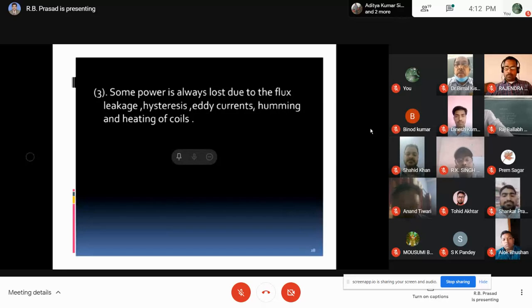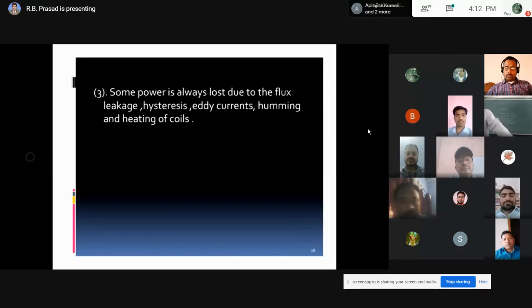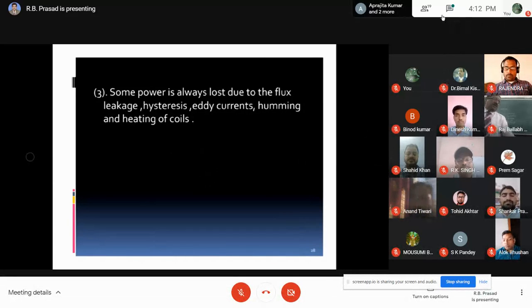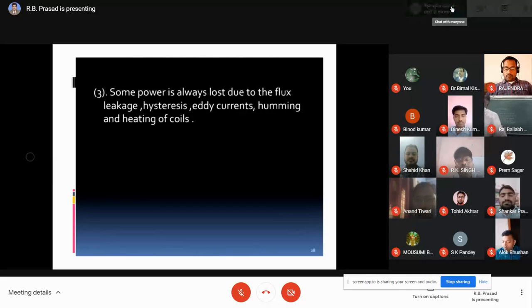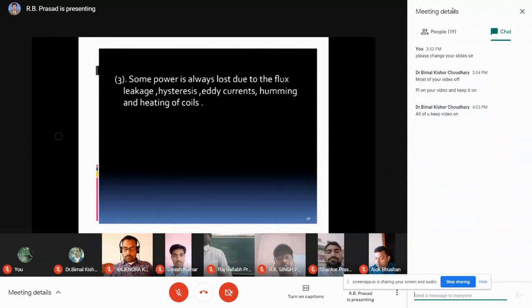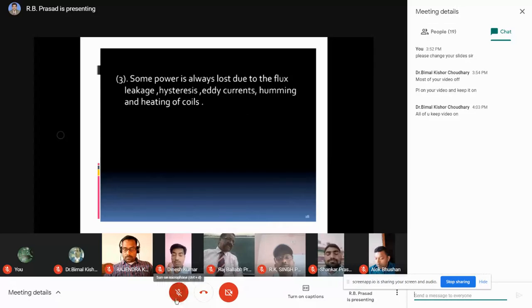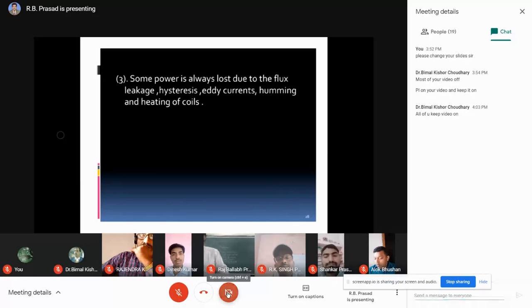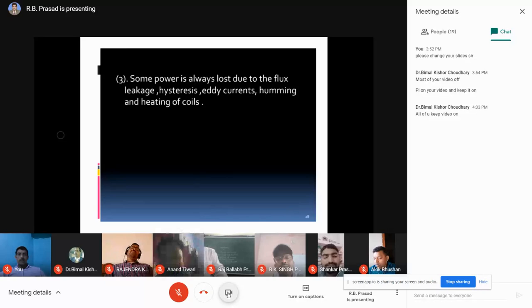And hysteresis losses. Hysteresis is the lagging of magnetic induction with the magnetizing field. If you apply a magnetizing field on any magnetic material, as the transformer has core material like soft iron, and iron is a magnetic material, when AC current is given, a coil is wrapped on this iron core.